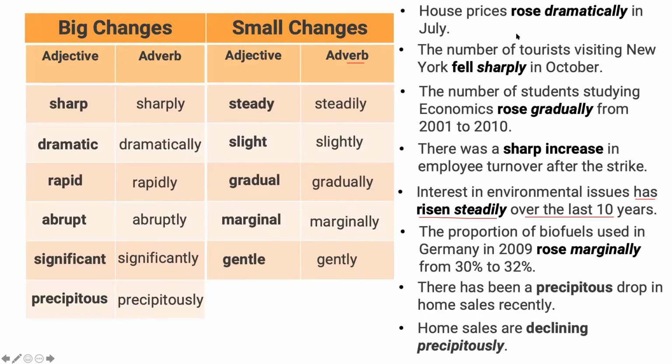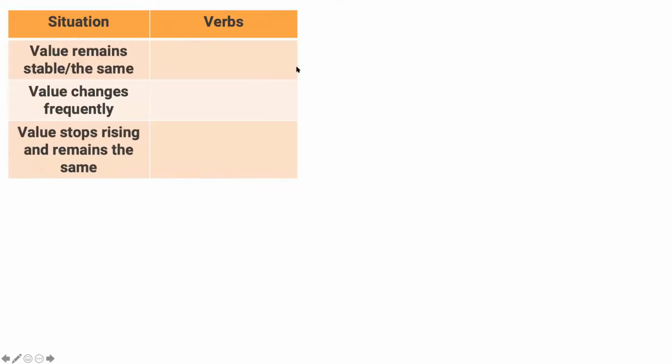Of course, if we take the first example, house prices rose in July. That could be true according to your graph. It wouldn't be incorrect, but rose dramatically really takes your writing to the next level, and it makes things a bit more advanced. Okay, now here I've got our situation and verbs you can use to describe the situation. Again, this is really going to help your lexical resource and your advanced level vocabulary.